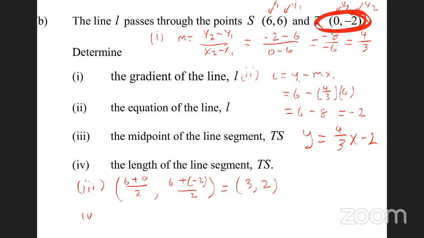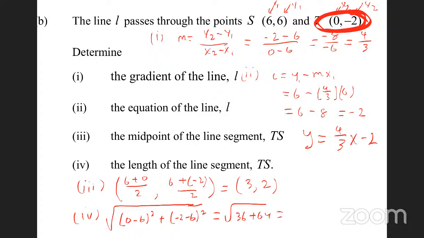And last thing, length of the line. Length of the line is the square root of 0 minus 6 squared plus minus 2 minus 6 squared. When you work it out, you'll get 36 plus 64, which is 100. So I got 10. Everybody get that? Yeah? Right, so you just plug the values into the formula. Let's go again.